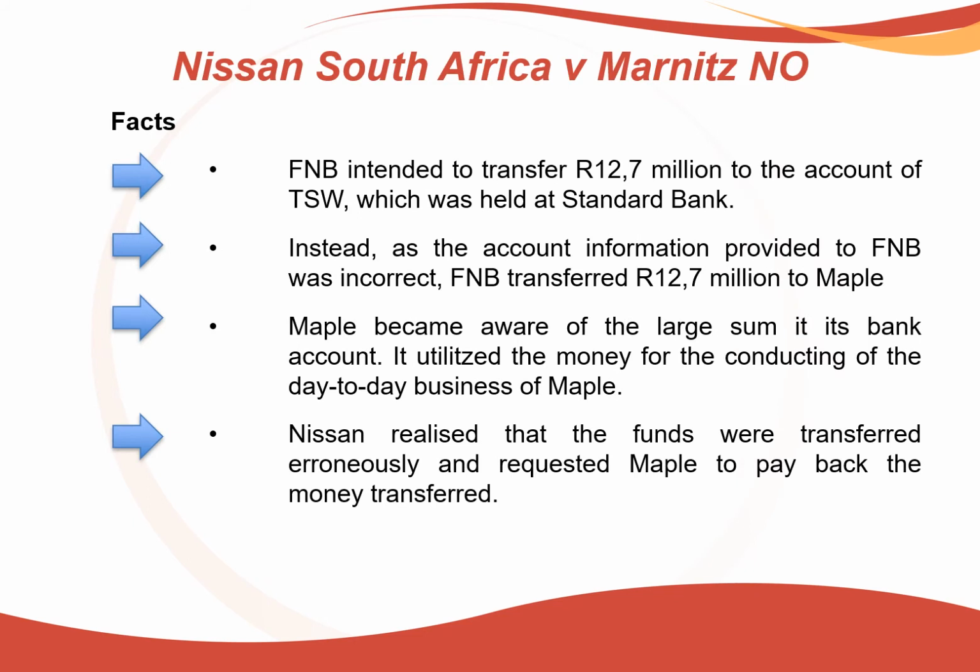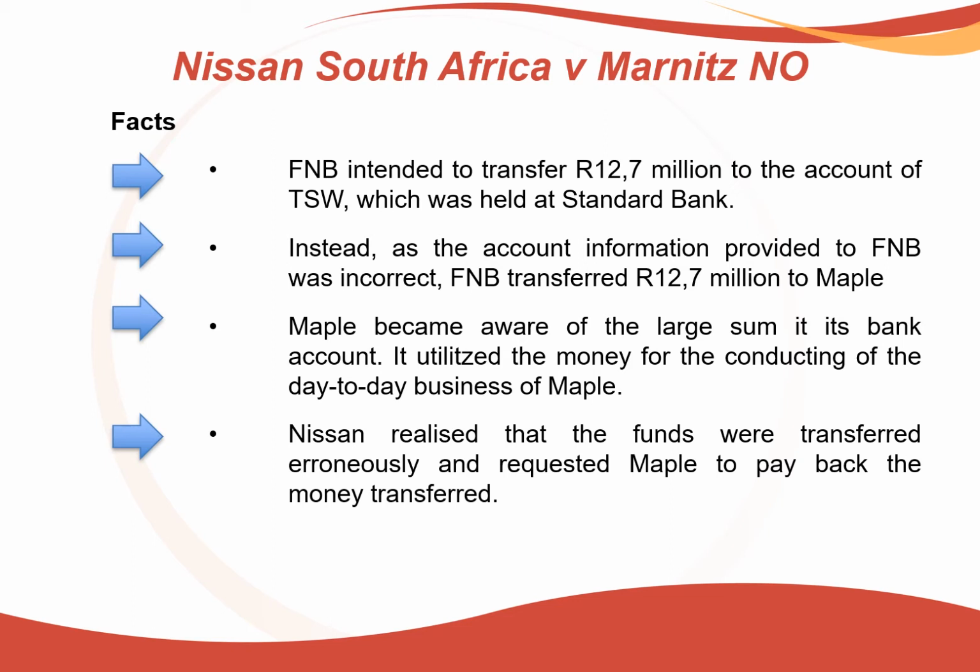Now let's consider a case that followed. Nissan South Africa versus Marnitz. This case involved an erroneous transaction. First National Bank, FNB, intended to transfer an amount of 12.7 million on the instruction of its customer Nissan from Nissan's account to the account of TSW, which was held at Standard Bank.